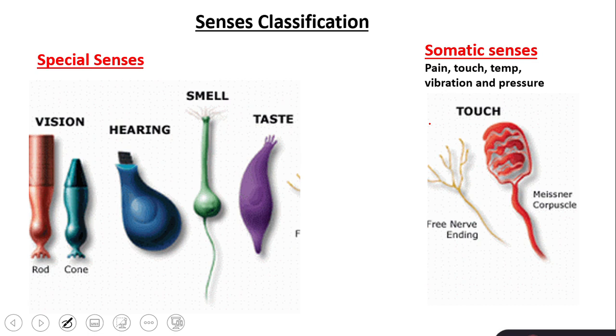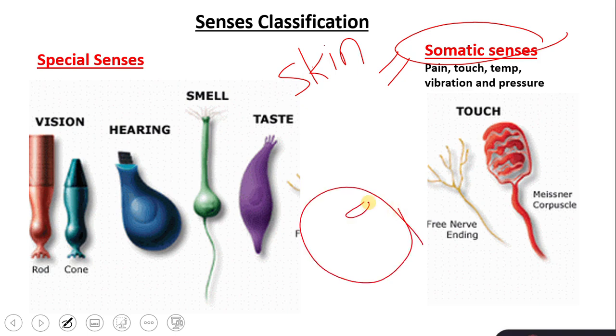We can classify our sensation into somatic sensation that primarily comes from the skin, or special sensation. They are vision, hearing, smell, and taste.